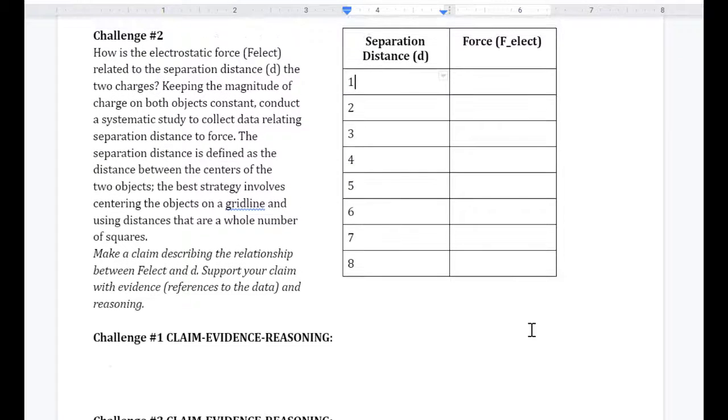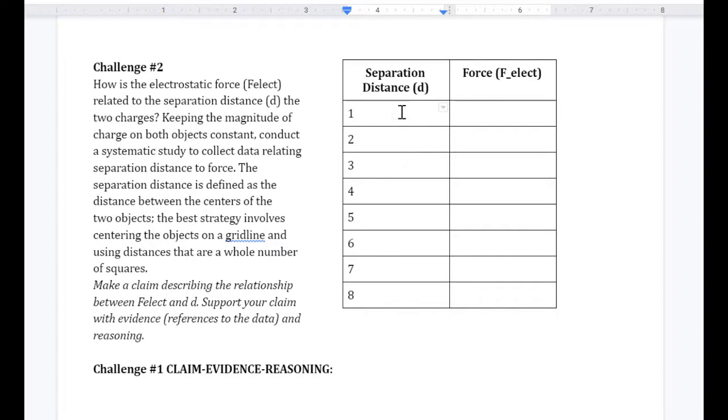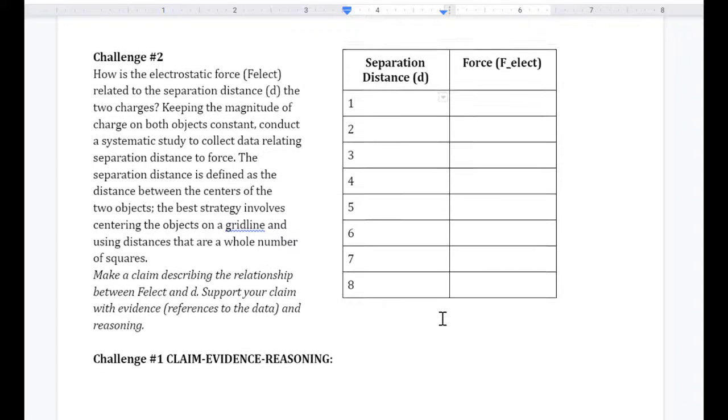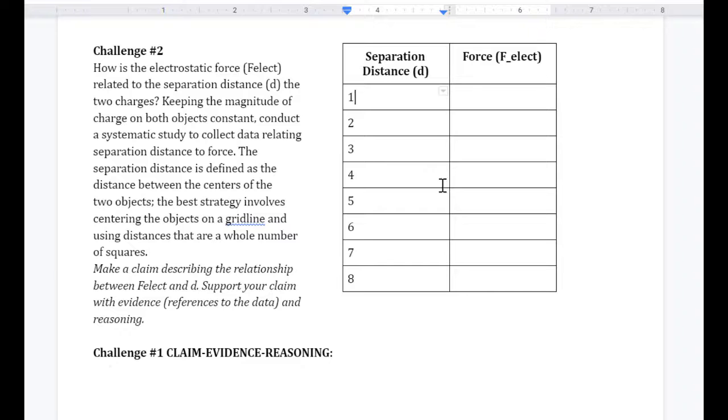So if we're making a claim, like what's your claim? Like what happens as you increase the distance? What happens to the force? And your claim is whatever you think is going to happen. Now your evidence, you're going to come over here and you're going to actually say like, oh, here's some numbers that back it up. There's my evidence.